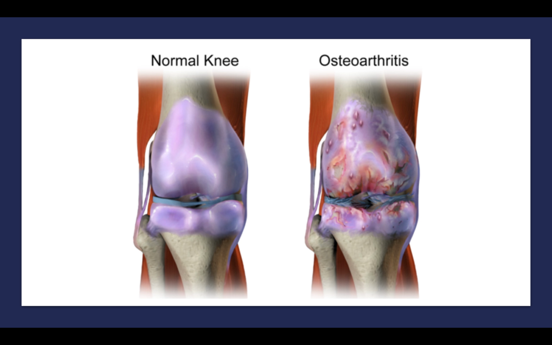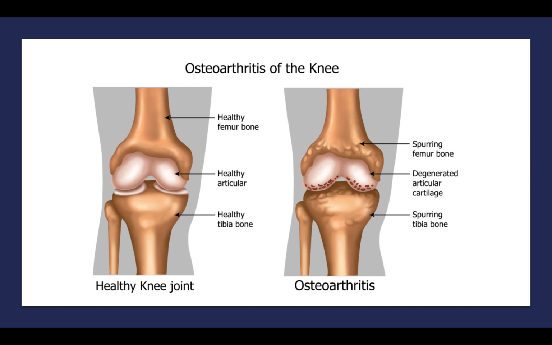So on the left of the screen you see a normal knee, and then on the right of the screen you see an osteoarthritic knee. Not really sure if that's a 100% depiction, but basically you're going to have some degeneration and changes in the joint space, just like you guys know. So here's a little better picture. You see some spurring of the femur bone up top on that right picture. You see some degeneration in the articular cartilage, and then of course on the tibia you'll see some spurring of the bone.